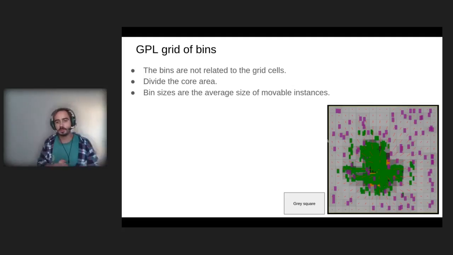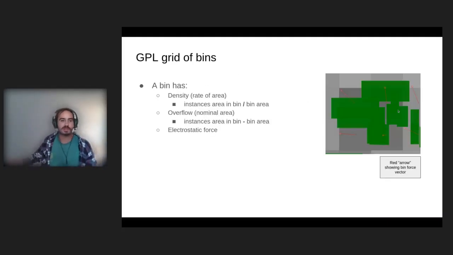So GPL is founded on a grid of bins. You can see them here in the images, the gray squares. They divide the core area of the design. The core is the space where you place the instances. We divide this core area into a grid, and we call it a grid of bins. And the size of the bins will be the average of the size of the movable instances inside of the design. Okay.